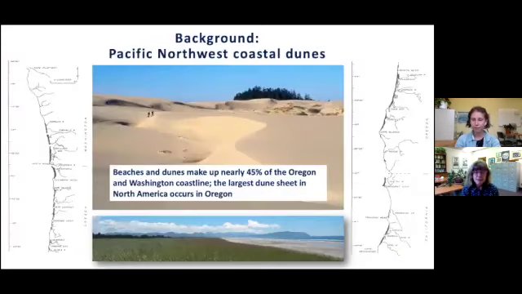So as many of you may know, beaches and dunes are very common on our shoreline. We have about 45% of the Oregon and Washington coastline that's made up of beaches and dunes, so sandy beach habitats. The largest dune sheet actually in North America occurs in Oregon, down in Southern Oregon.